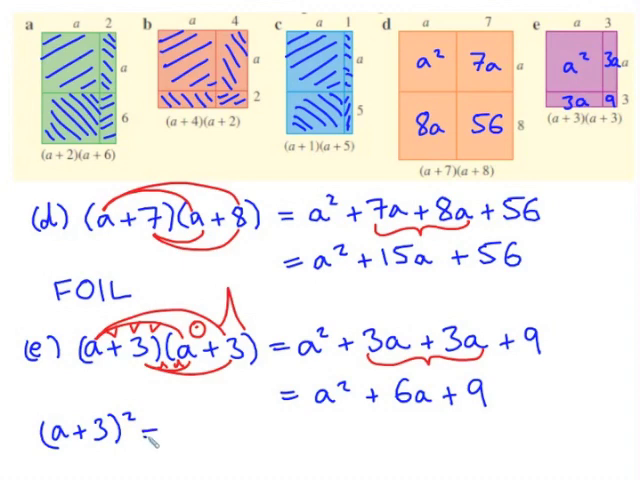So using the method that we just found, this is a plus b where b is 3, so it's a squared plus 2 lots of ab. In this case ab is 3a, and we've got 2 of those, so 6a plus b squared, which is 9.